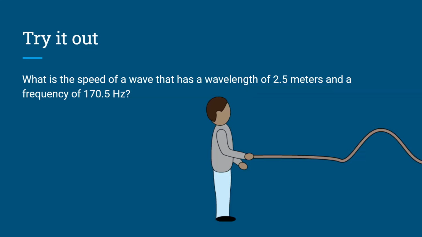So let's try it out. It says, what is the speed of a wave that has a wavelength of 2.5 meters and a frequency of 170.5 hertz? So we just take wavelength times frequency, 2.5 times 170.5, and we end up with 426.25 meters per second. Relatively fast wave, right?